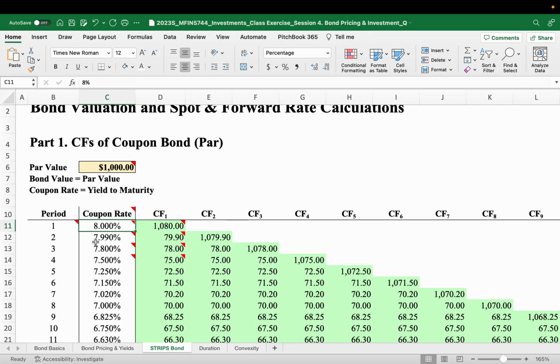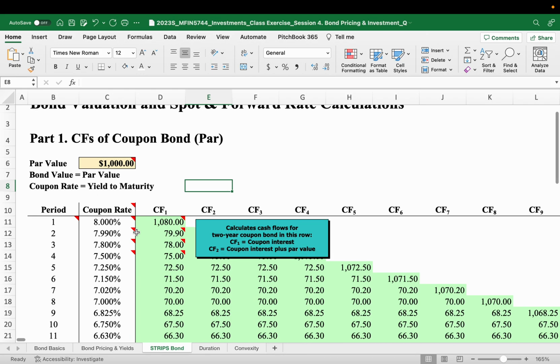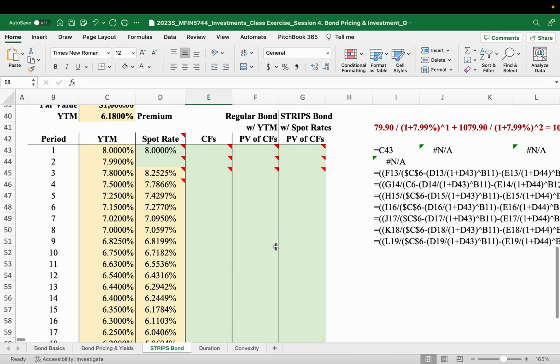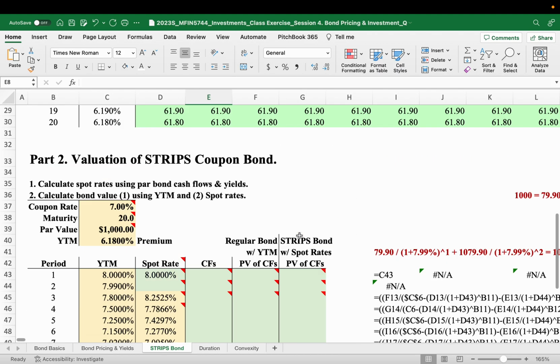For example, if the coupon rate is here, how do we calculate the value based on these cash flows, right? Each cash flow with this coupon rate. In this case, we assume the yield to maturity is equal to the coupon rate to make it simple. We are going to use this term structure to value the strips bond, and then we'll compare the regular bond present value and the strips bond present value here.